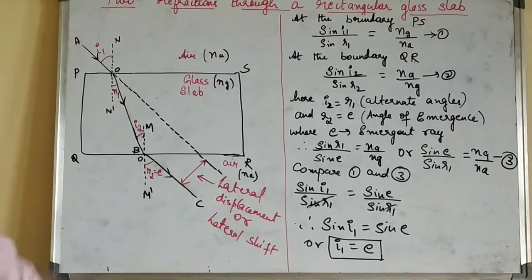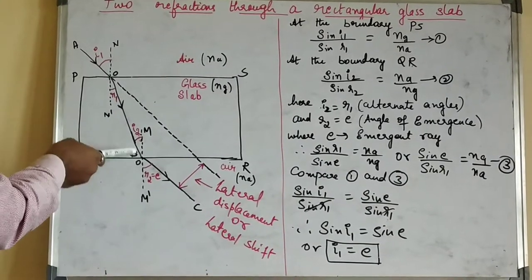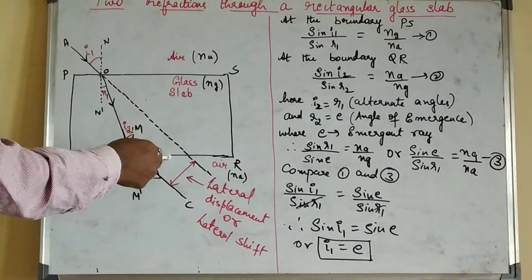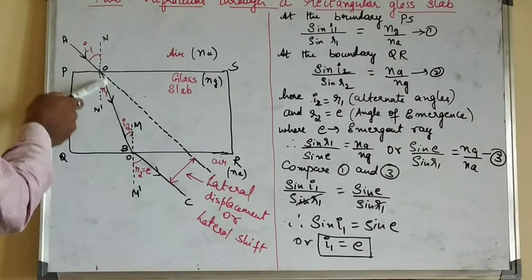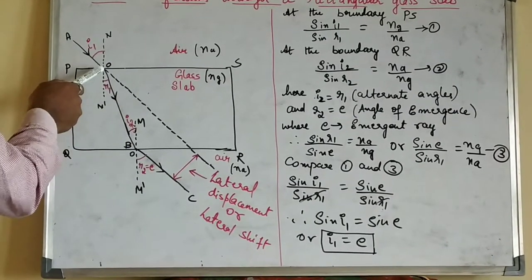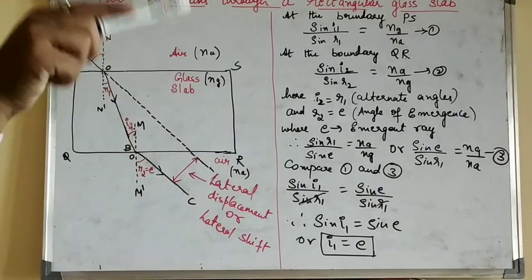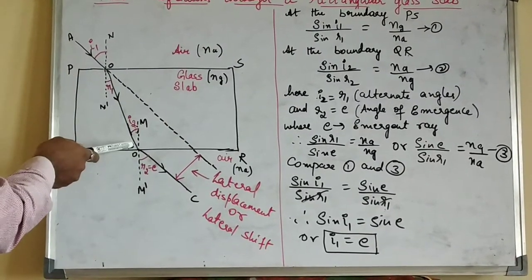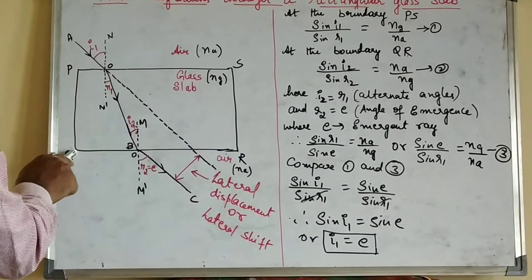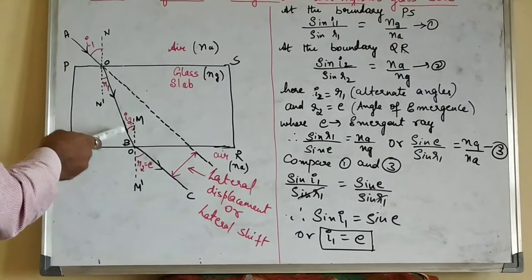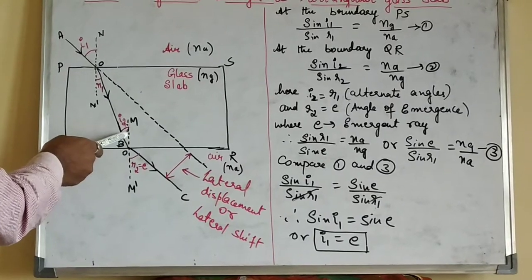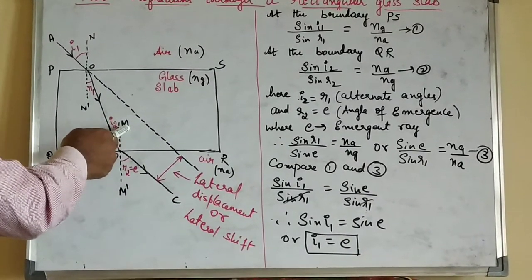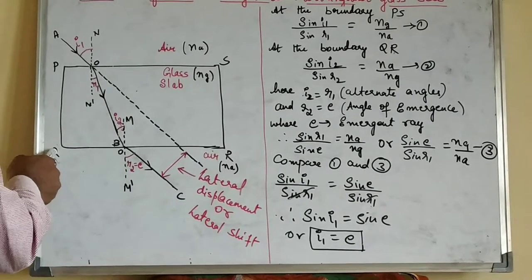Now again what is happening here? This refracted ray OB is also striking the opposite side of the glass slab, that is the opposite boundary, you can call it QR. Now this refracted ray from PS is acting as the incident ray for the second boundary QR. See here, OB is the refracted ray, and this refracted ray itself is the incident ray for the second boundary QR. Let me take its angle as I2. I2 is the angle of incidence at the second boundary QR, and it is making an angle with the normal MOM dash. Now MOM dash is the normal at the boundary QR.